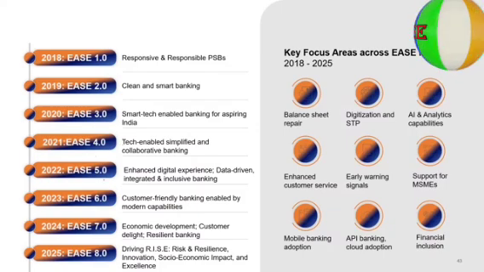EASE 5, the focus was enhanced digital experience, data-driven, integrated and inclusive banking. EASE 6, which came in 2023, customer-friendly banking enabled by modern capabilities. EASE 7 in 2024, it was economic development, customer delight and resilient banking. Currently, EASE 8.0 is going on in the current year 2025, driving RISE. And what is RISE? Risk and resilience, innovation, socio-economic impact and excellence. So you can remember RISE.